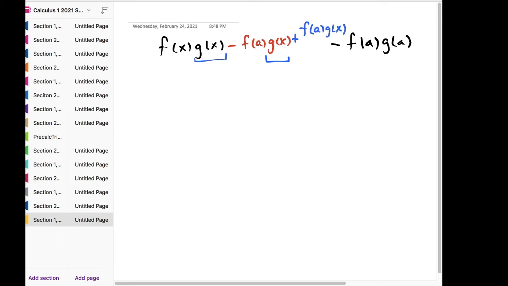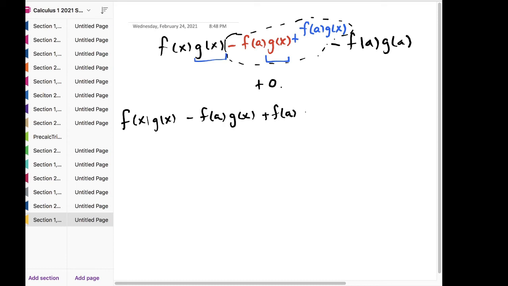So this is okay. So what is this doing? All I'm doing is adding 0, right? So now I have f of x, g of x, minus f of a, g of x, plus f of a, g of x. So I'm just adding 0 here. And then my original f of a, g of a. So now you can group them like this.